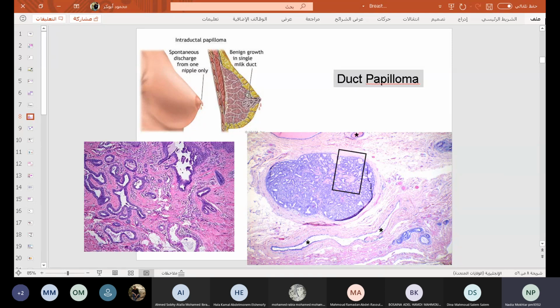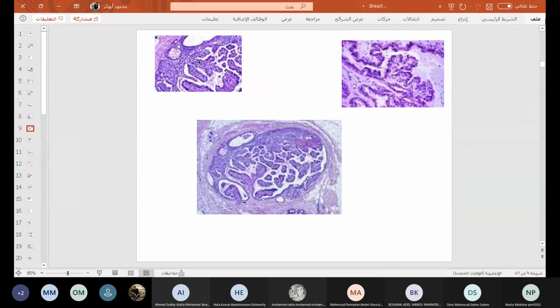Here we will see that the duct papilloma is always related to the nipple area. The square marked here is the part where the ducts are. Next. Sometimes the duct is very much dilated because there is a tumor inside, and this tumor is a papilloma. We took the papilloma in general.